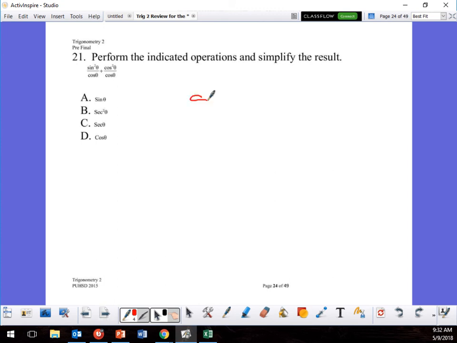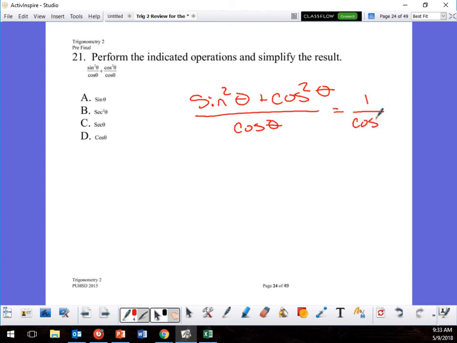Okay? So it's going to be sine squared theta plus cosine squared theta over the common denominator of cosine theta. What's this on top? 1 over cosine. Yeah, this is 1, right? Sine squared plus cosine squared is always going to give me 1, right? So this is 1 over cosine theta. What's 1 over cosine? Secant. So it's going to be secant theta.